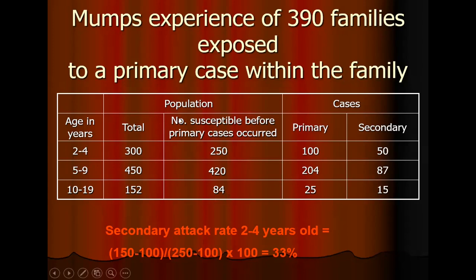So secondary attack rate in the age group 2 to 4 years is equal to 150 minus 100. 100 are primary cases. These are total cases divided by 250. These are the susceptible population minus 100, which are the primary cases. So this is 33%. So secondary attack rate is 33% among 2 to 4 year olds.